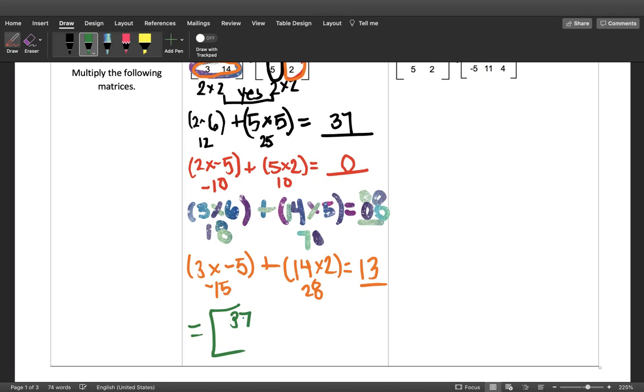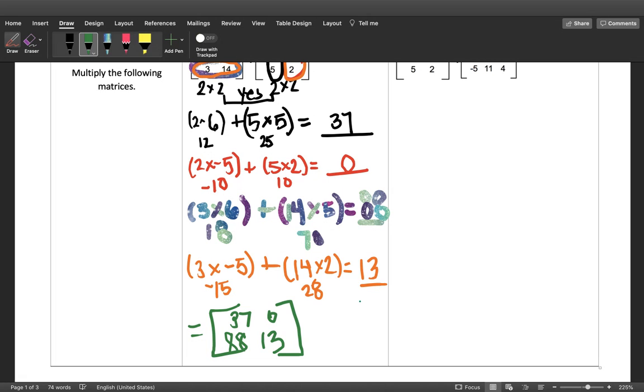$37. First row, second column, 0. Second row, first column, 88. And second row, second column, 13. And that would be your final answer.